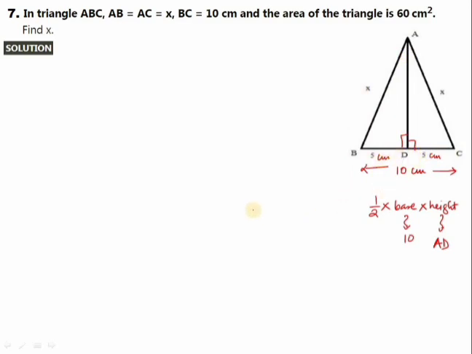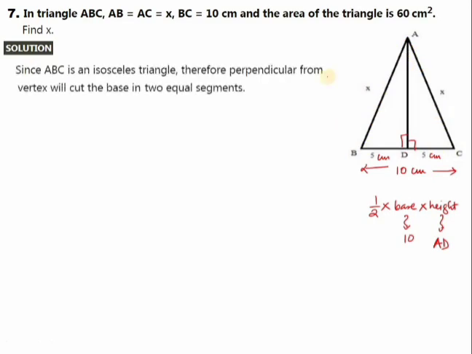Now just look at this. This is your 5. BD is 5 and DC is also 5, and this is your X. AB is X and similarly AC is also X. Since ABC is an isosceles triangle, the perpendicular from the vertex will cut the base into two equal segments. I have already told you about this.